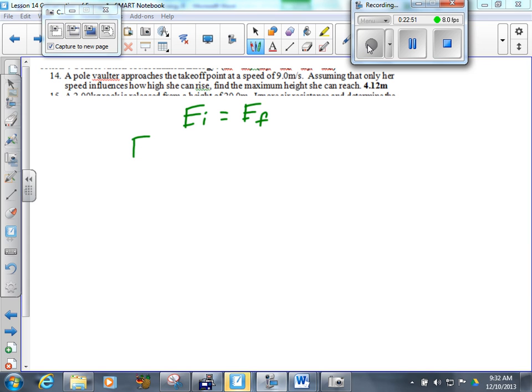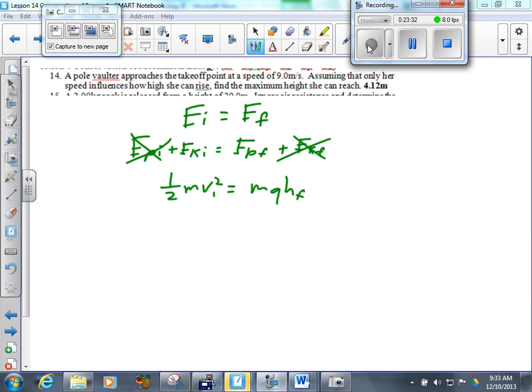So initially, EPI plus EKI equals EPF plus EKF. Now we just finished saying that initially, since they're on the ground, they don't have any potential energy. And as they go over the bar, they would only have potential. We're going to assume that they go straight up in the air. We're simplifying everything here. So they would have no kinetic energy as they go over the bar. Do I have a formula for kinetic energy? Yes. 1/2 mv squared equals the formula for potential energy, mgh. And this is F, and that's I.